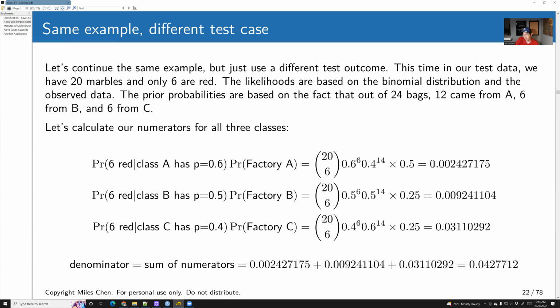Okay, so I get 0.002, 0.009, and 0.031. If I add these numerators across all possible values, I get a denominator of around 0.042, 0.04277.